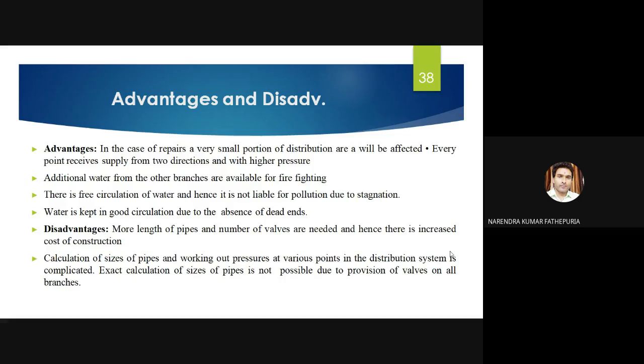These are the advantages. Disadvantages: more length of pipe is required, and a number of valves are needed, hence there is an increased cost of construction. Calculation of the size of pipes and working out pressures at various points in the distribution network is complicated. Exact calculation of the size of pipe is not possible due to the provision of valves on all branches, which means more losses will happen.